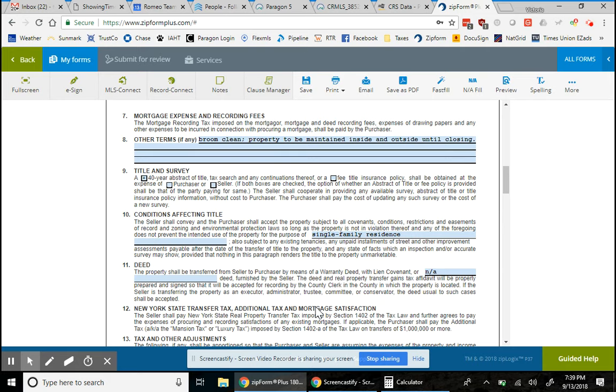Other terms, we're saying that the property is going to be broom clean, which is industry standard for cleared of all personal possessions and swept clean. We're also asking the sellers to maintain the property inside and out until closing. We are headed into the fall, so if the leaves start falling, we want to make sure they're raking the leaves and not leaving you with a big pile like they did for me when I closed on my house. It's a bank-owned property, so they didn't do anything.